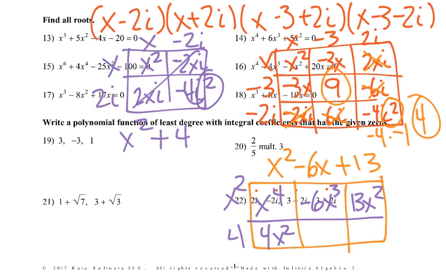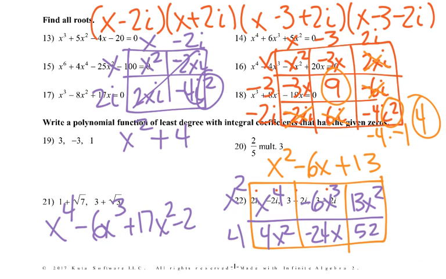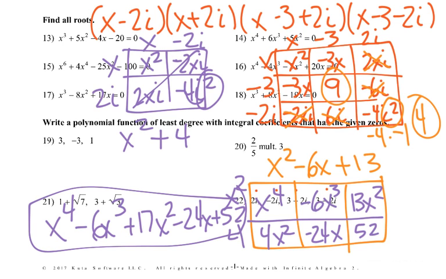So I get x to the 4th minus 6x cubed plus 13x squared plus 4x squared minus 24x, and plus 13 times 4, which would be 52. So for number 22, we get x to the 4th minus 6x cubed plus 17x squared minus 24x plus 52. And that's how we go backwards from having the zeros back to the equations. Okay?